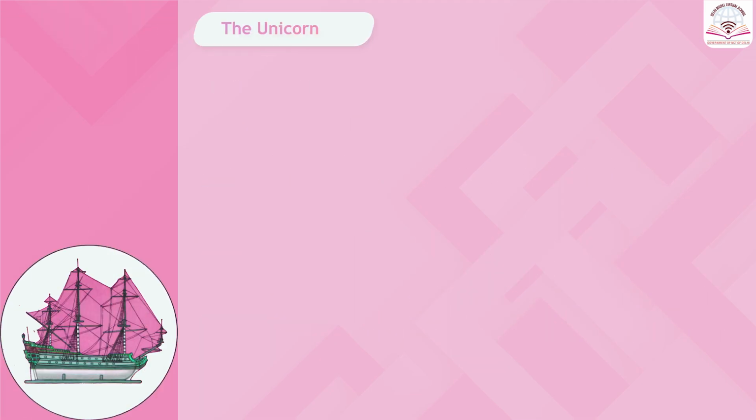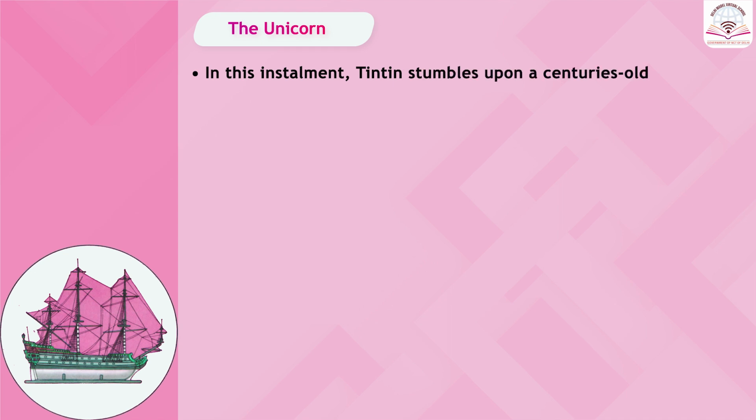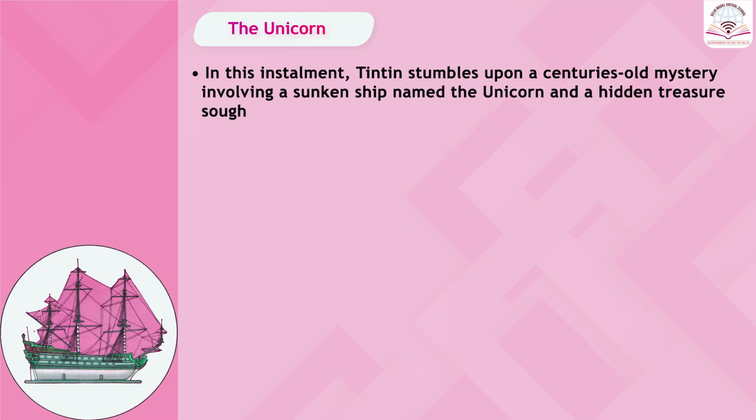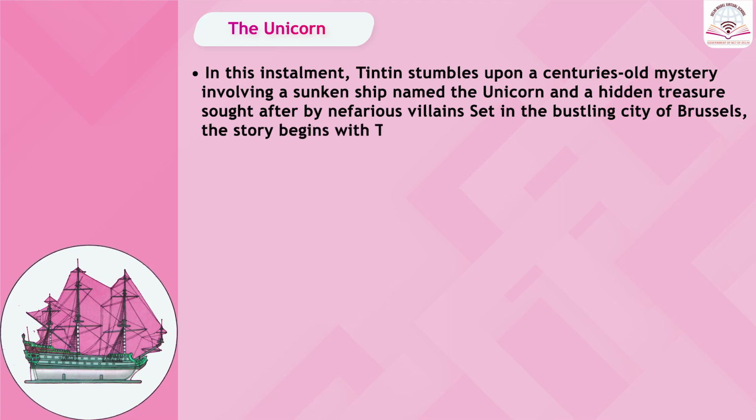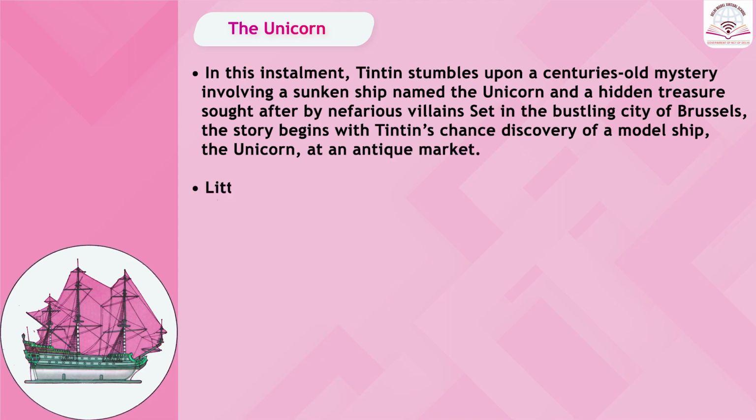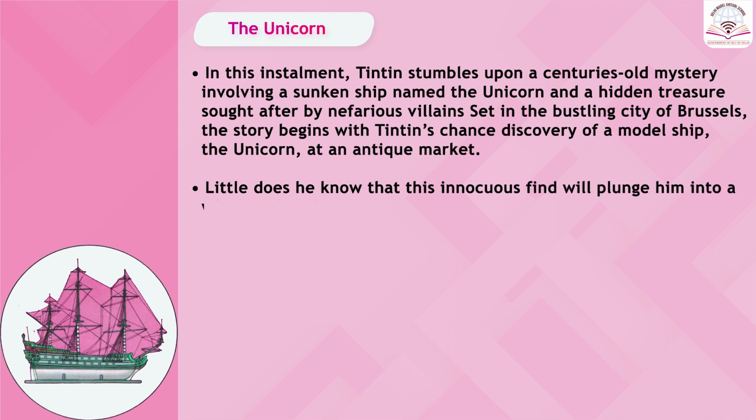Now, what is the Unicorn? In this installment, Tintin stumbles upon a century-old mystery involving a sunken ship named the Unicorn and a hidden treasure sought after by nefarious villains. Set in the bustling city of Brussels, the story begins with Tintin's chance discovery of a model ship, the Unicorn, at an antique market. Little does he know that this innocuous find will plunge him into a whirlwind of danger and adventure.